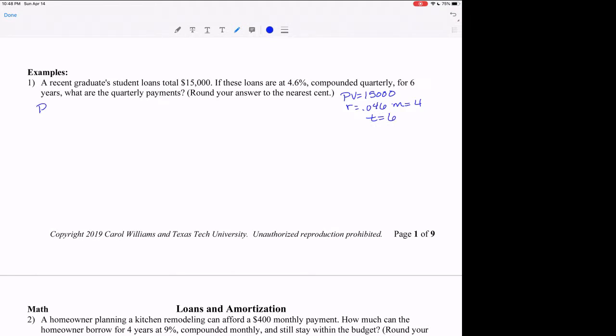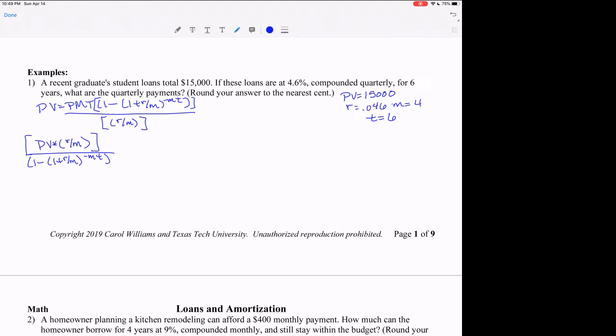So if I take the present value formula and I want to find what the payment is, then I'm going to multiply by the reciprocal of that. So I'm going to get the present value times R over M divided by 1 minus 1 plus R over M to the negative MT. Now, to enter that into the calculator, all I need to do is put an extra set of parentheses around this numerator, and that's going to equal my payment. And that's the only difference of how I need to enter that into the calculator.